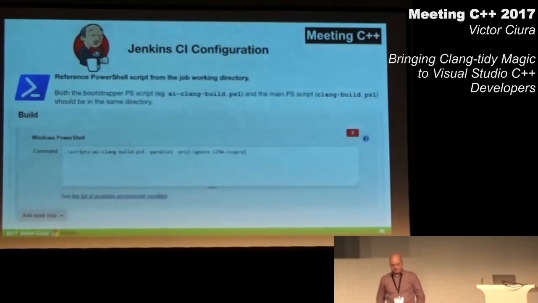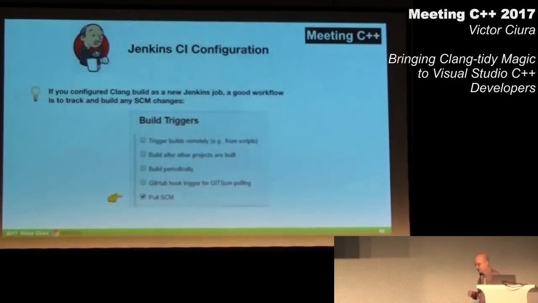You just reference the PowerShell script and tell it to compile everything. In this case, I chose to ignore a given third-party project that doesn't compile with Clang. We recommend the workflow of building every SCM change with Clang, so that you detect very early on when you have issues with your commits. Jenkins has this poll SCM configuration to check if a new change arrives and build it with Clang.